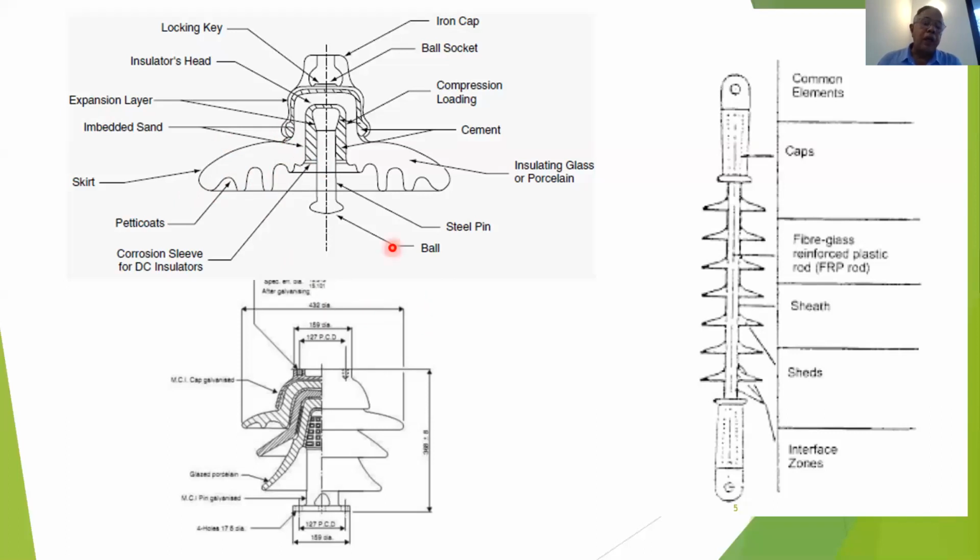Now here you get a pin insulator with polygons, okay, several polygons, and in between cement and a pin right over here. It's held up with a pin and connected to the tower or the cross arm with a pin.